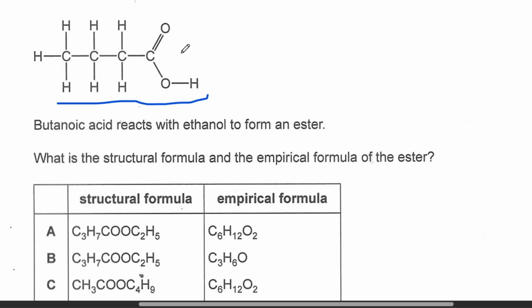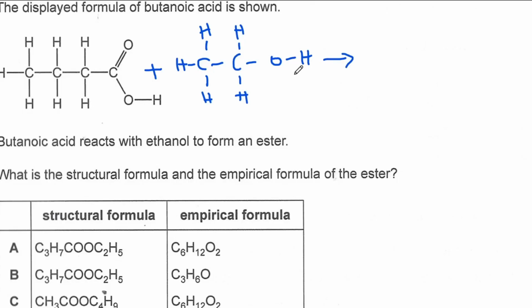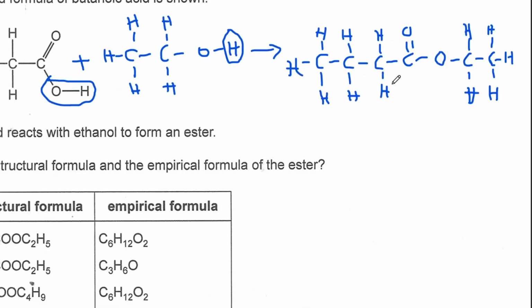So this is plus. So this is ethanol. So the ester that is going to be formed is this. So this and this will be gone to form water. So this oxygen will be attached to this carbon to form the ester. So this is the ester that is going to be formed.